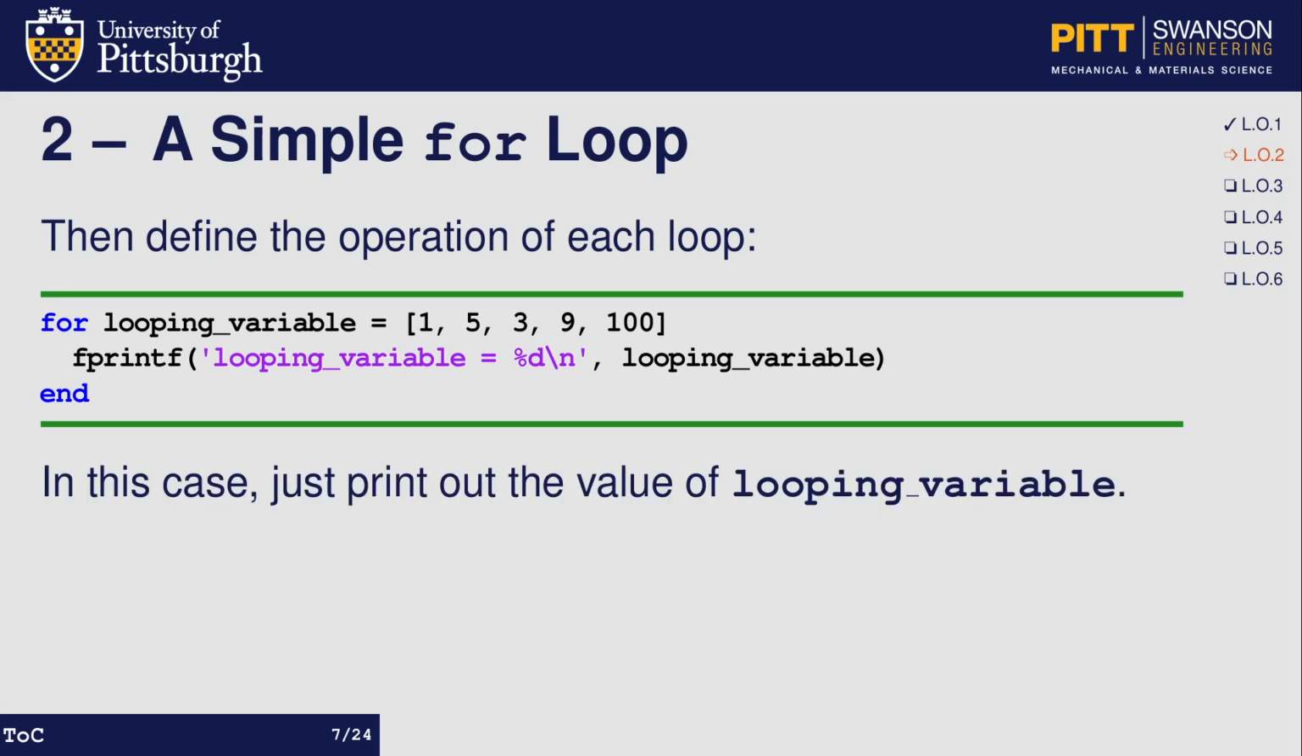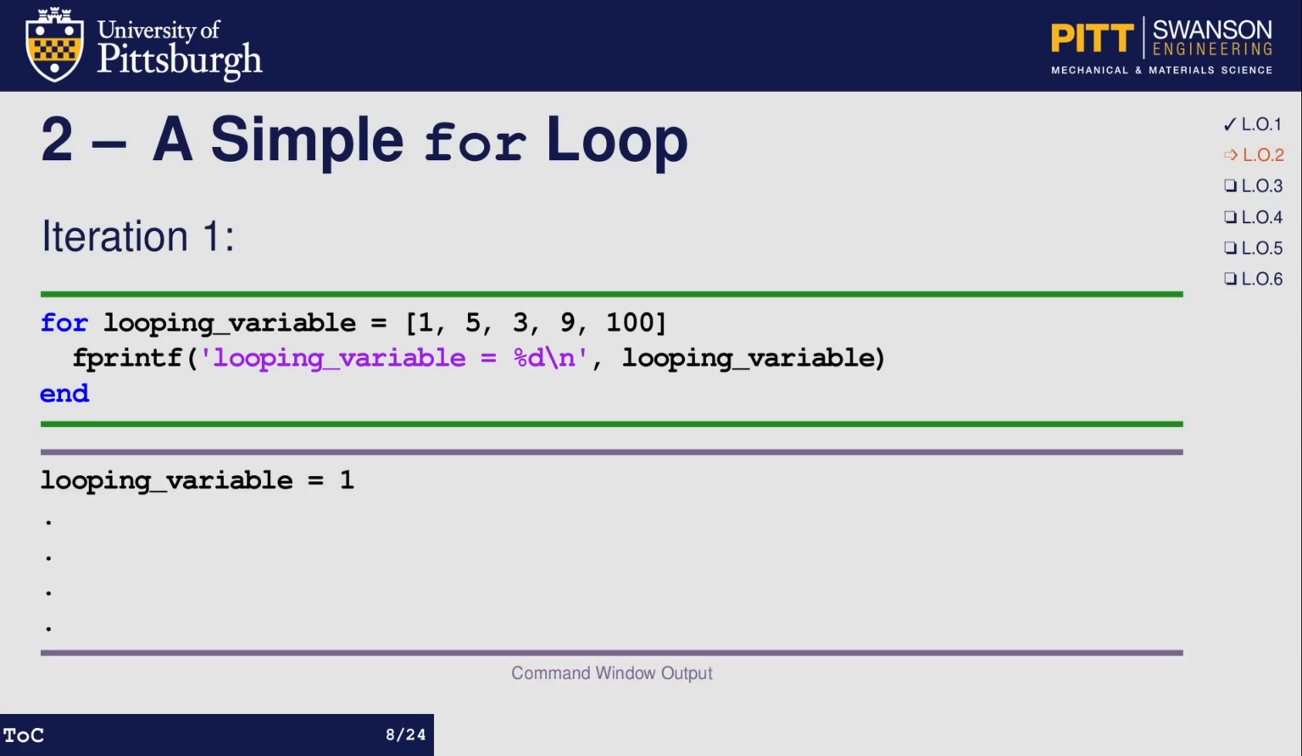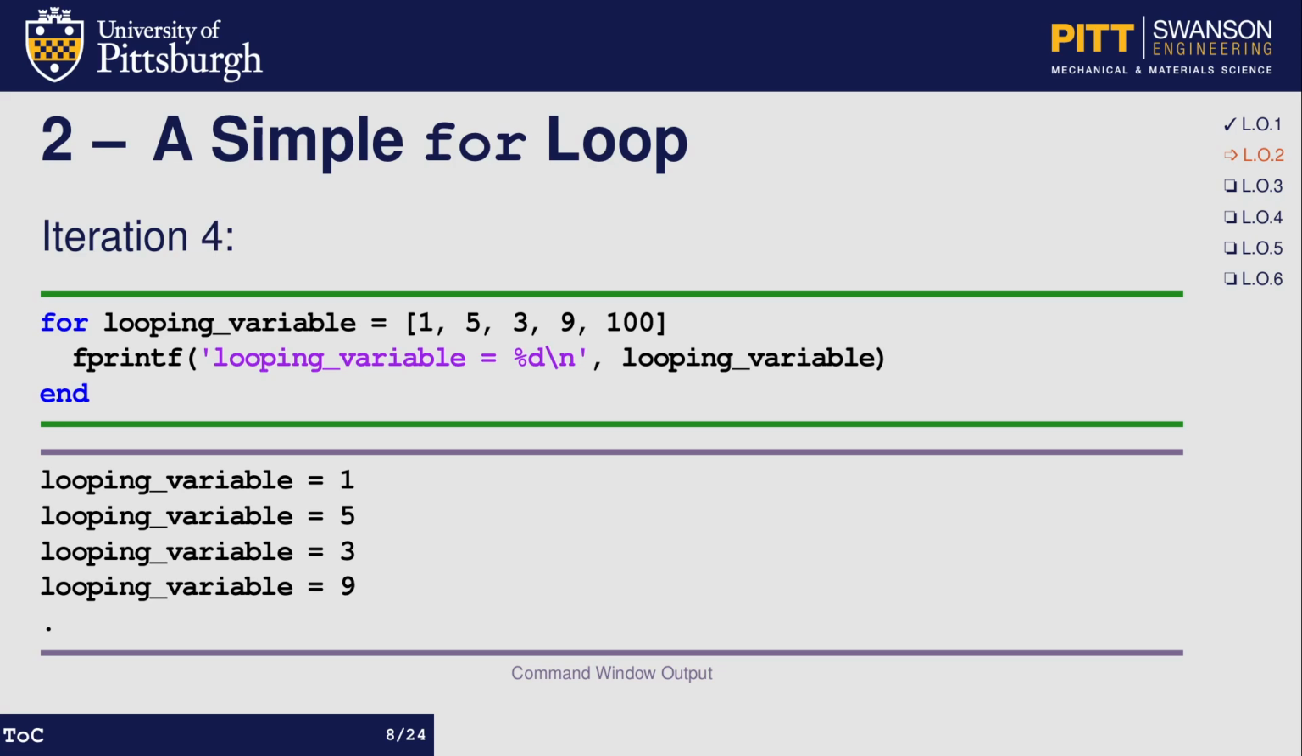So when this code runs, iteration 1 produces the text looping variable equals 1. Iteration 2 says it equals 5, then the third says it equals 3, fourth says it equals 9, and the fifth says it equals 100. And at this point, the looping variable has reached the end of the array, so the loop terminates.